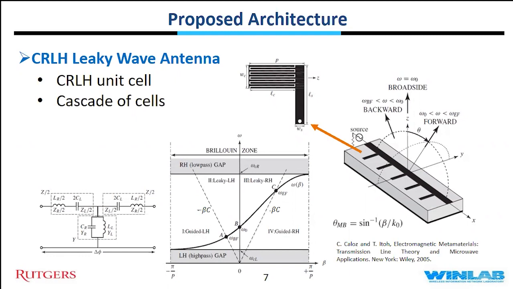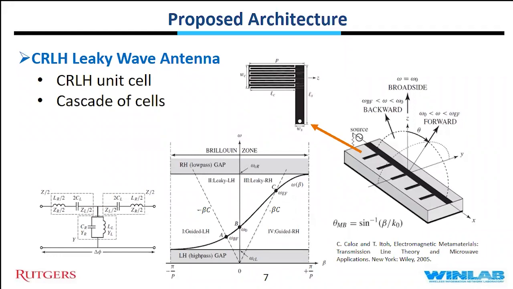As can be seen, the phase constant, which is beta, can be negative or positive depending on the frequency. And there is a frequency range that is called the fast wave region or leaky wave region. In this frequency range, the injected signal to the unit cell will be leaked to the free space. So it can work as an antenna.